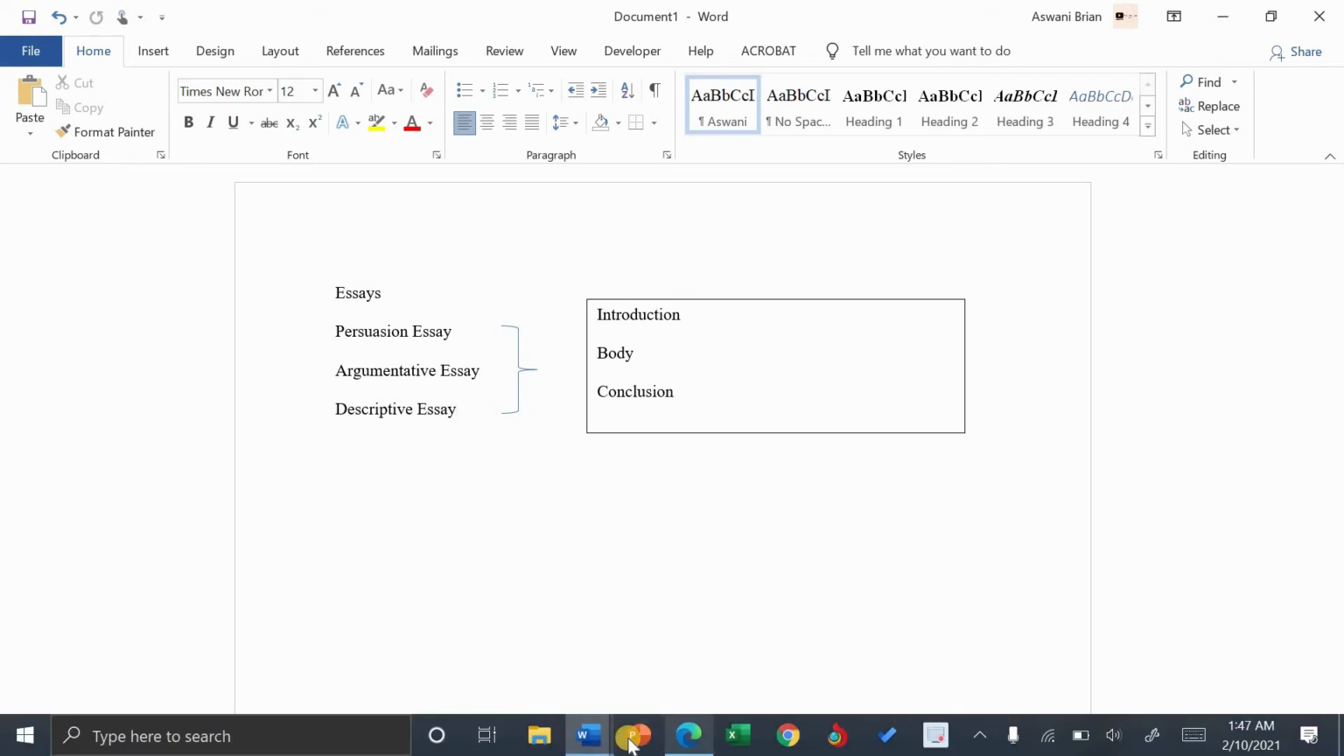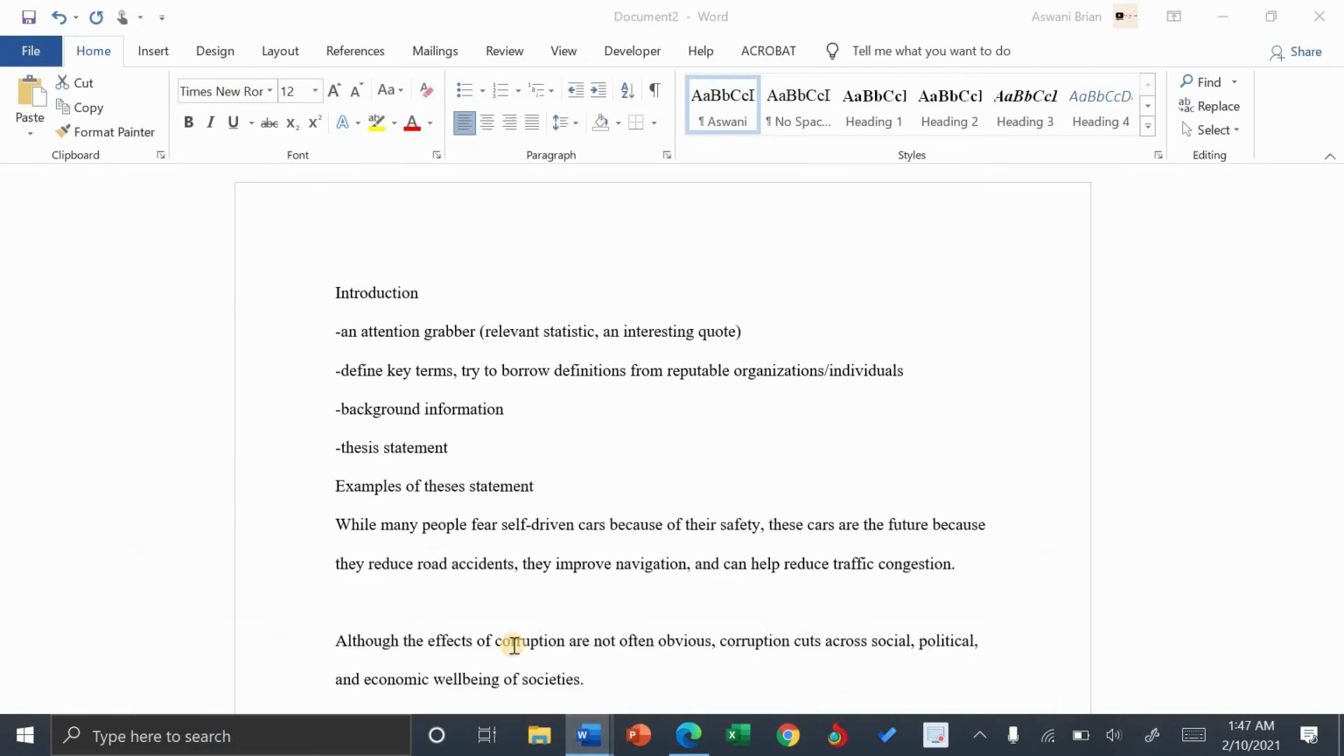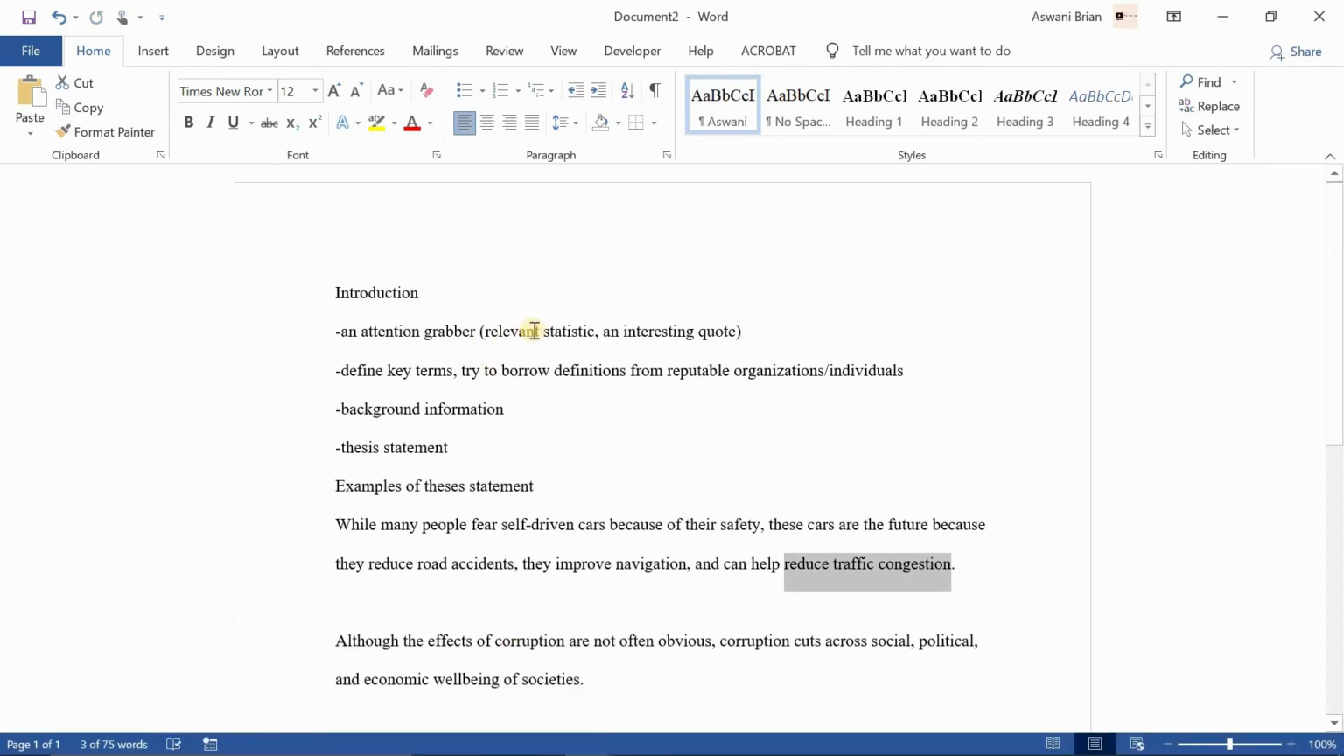One key thing about the introduction is that whenever you decide to use a statistic, probably you are talking about self-driven cars, and the statistic is that in 2020, approximately 2 billion autonomous cars were manufactured. It's a good statistic, but you must go as far as explaining what that statistic means. I've seen many people drop their statistic and go. You cannot just drop a statistic and go. Once you have identified the statistic you want to use as an attention grabber, you explain what it means. So, for instance, you were saying, according to the World Bank, Kenya loses 2 billion every day to corruption.